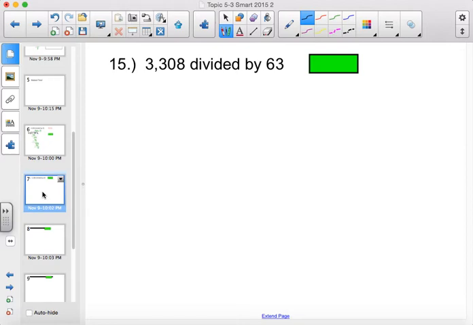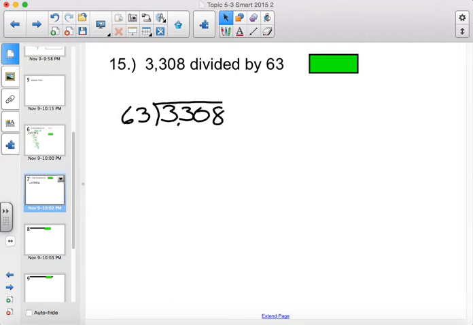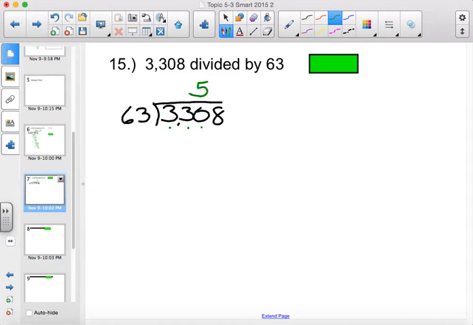Alright, we're going to go over the quotient for 3,308 divided by 63. If you have questions or concerns, raise your hand and I'll be around the room to help you. Okay, once again, we're just going to go through the quotient and the process. We have 63, cannot go into 3, cannot go into 33, but it can go into 330. So 63 into 330 would be 5 times.